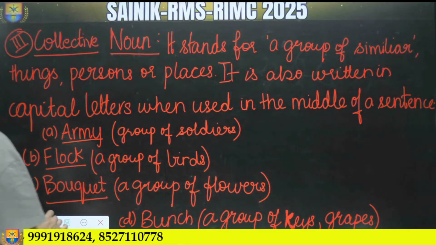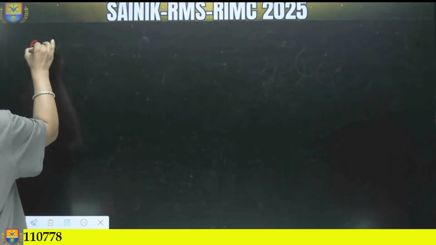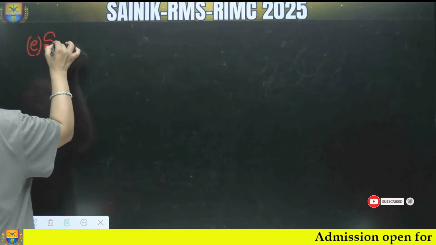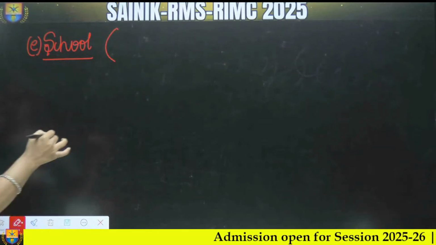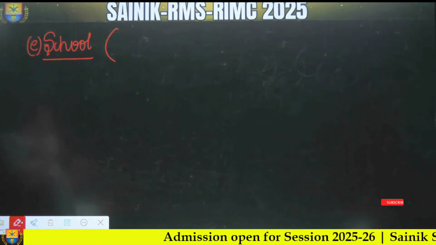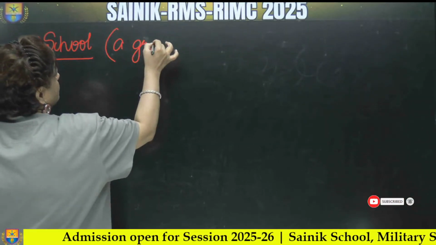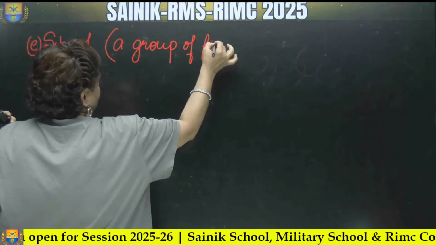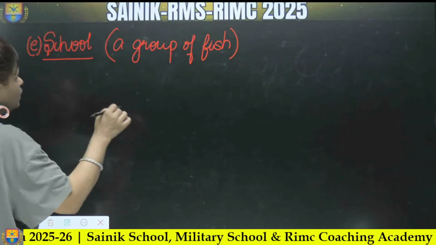Let's go for the option E. Continuing the collective nouns, we have now E. Let's say the word for school. So what do we say for school? It is a group of fish. So when you see a group of fish, you can say it as a school of fish.